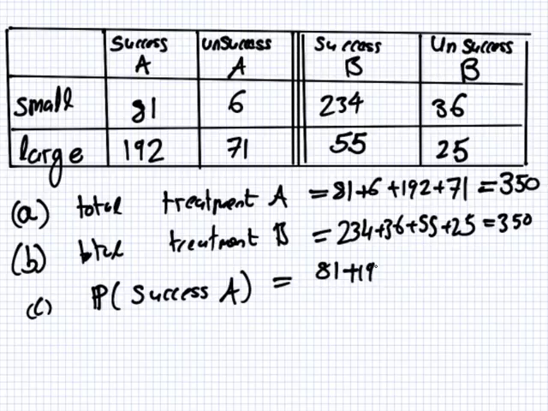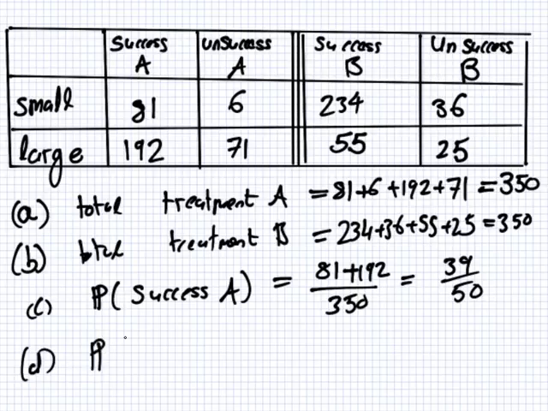So whatever that equals, that's how many people were successfully treated with treatment A, and there were 350 people treated with treatment A. Can we write the decimals? Yeah, if you want to. What was this one, by the way? 39/50. Okay. D. What's the probability that you have a success with treatment B?